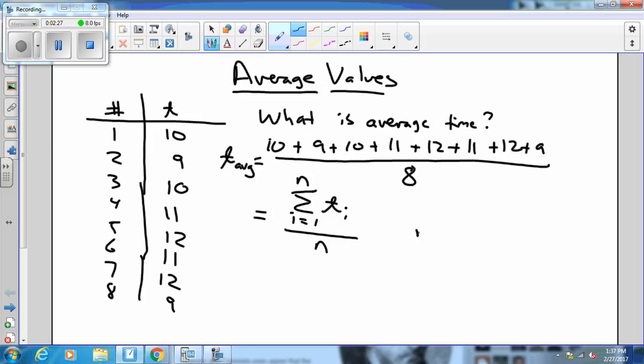The same, right? Yes, Jason, they are the same meaning, and you can see that because if I let i equal 1, 2, 3, 4, 5, 6, 7, 8, then I am adding up each of the time values and then dividing them by the total number.